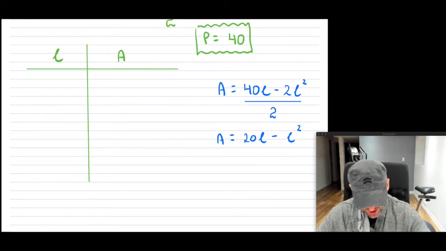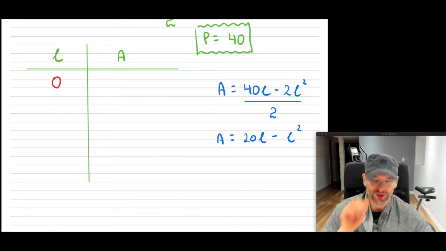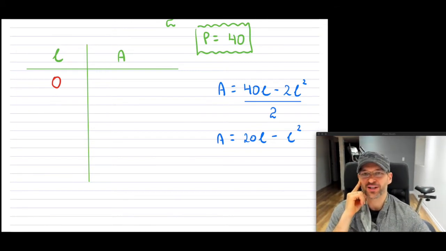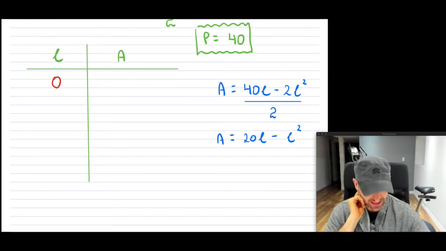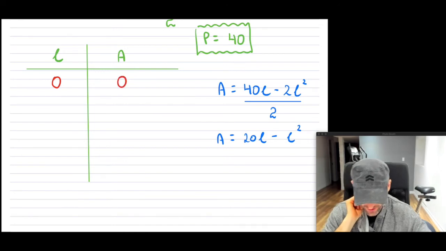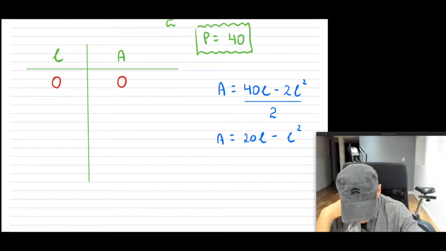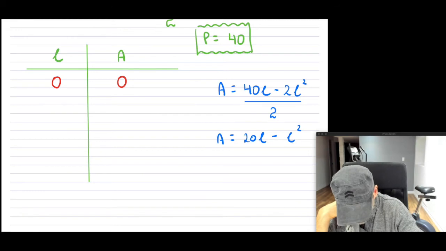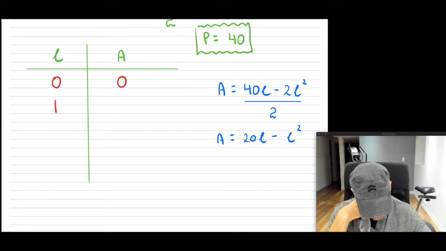All right, so let's walk through it. If my length is 0, then I don't really have a rectangle at all, because there is no length. Notice if I substitute 0 into the area equation, I clearly am not going to have any area at all. Now, let's say I substitute 1. I'm just going to do one of them for us.